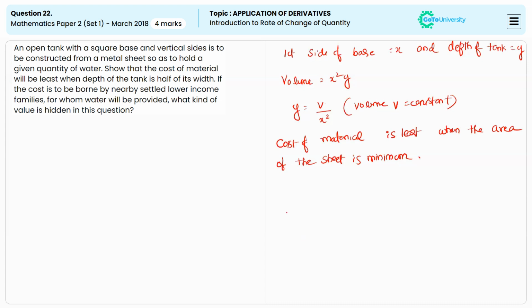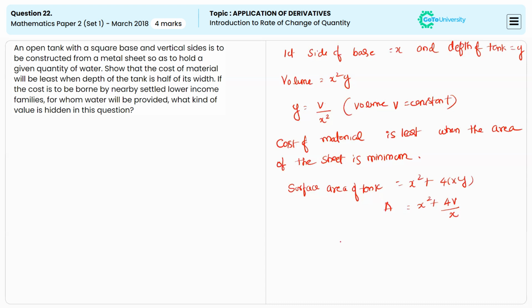So surface area of the tank, how to find the surface area of a tank now? The sheet will be used to make the surface, right? So surface area of the tank is given by the base area x square plus 4 times the walls area x into y, which again in terms of x we can write as 4V by x. So this is the area and we have to minimize this area.